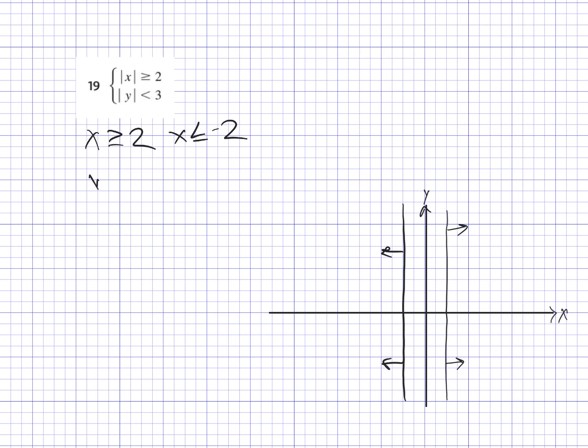Okay, and then we have y is less than 3, or y is greater than negative 3. So these are going to be horizontal lines going through the y-axis at 3, and they're dotted because there's no equal sign. Less than 3 means it's shaded down, and greater than negative 3 is shaded up.